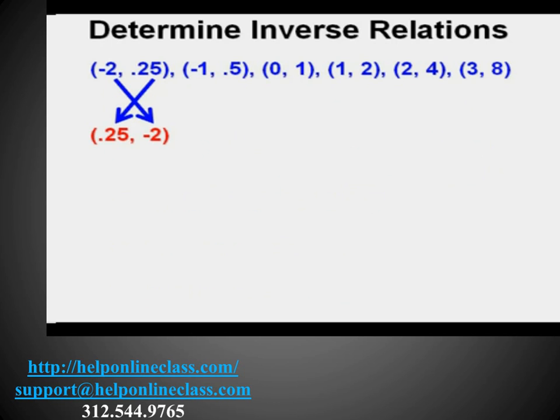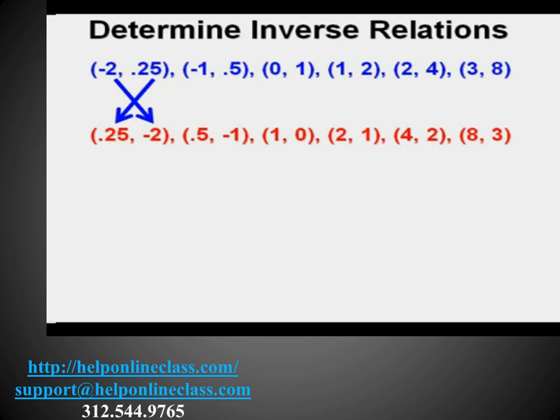In this ordered pair, the value of -2 for x becomes the value of -2 for y. Also, the value of 0.25 for y becomes the value of 0.25 for x. The same process is repeated for all coordinate pairs, so they are all inverted. The relation represented by the coordinates in red is the inverse of the relation or function of the coordinates in blue.